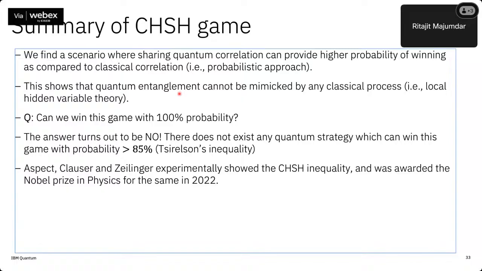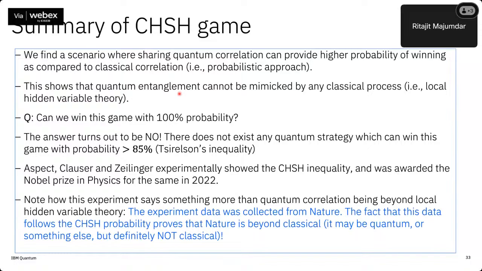So one of my teachers, maybe you have already heard of him, Guru Prasad Kaur. He told us something very, very interesting, and this is something extreme. I found it very interesting. What we just argued is that if you share a quantum correlation, you can go beyond classical. So a classical process cannot mimic a quantum process. This is what we argued.